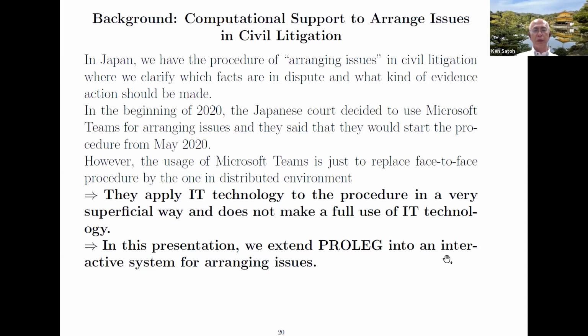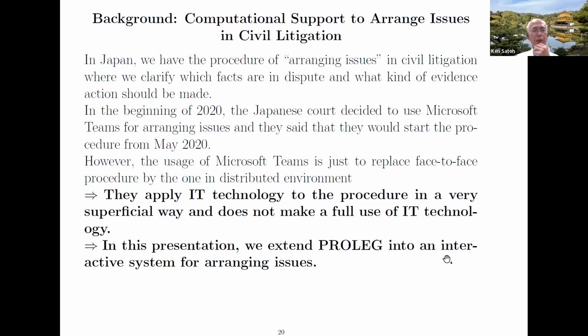finding out the judgment. In the beginning of 2020, the Japanese court decided to use Microsoft Teams for arranging issues. They said that they would start the procedure from May 2020. Due to COVID-19, this system has been intensively used in Japan. However, the usage of Microsoft Teams is just to replace the face-to-face procedure by one in a distributed environment. So it's not a real usage of IT technology to enhance Japanese court activity.